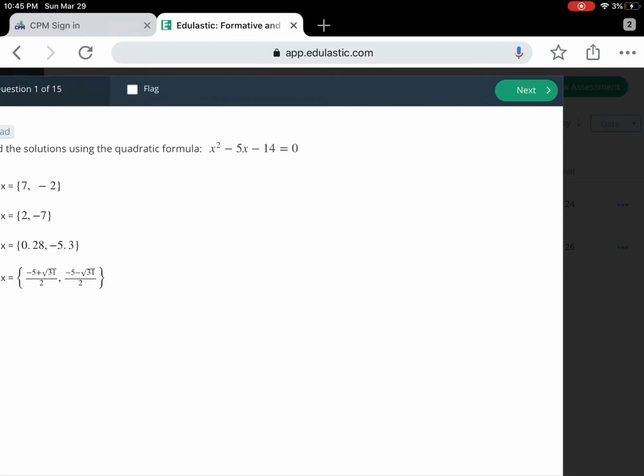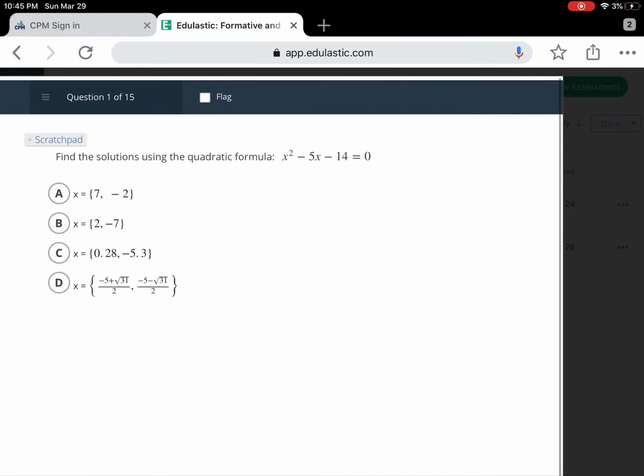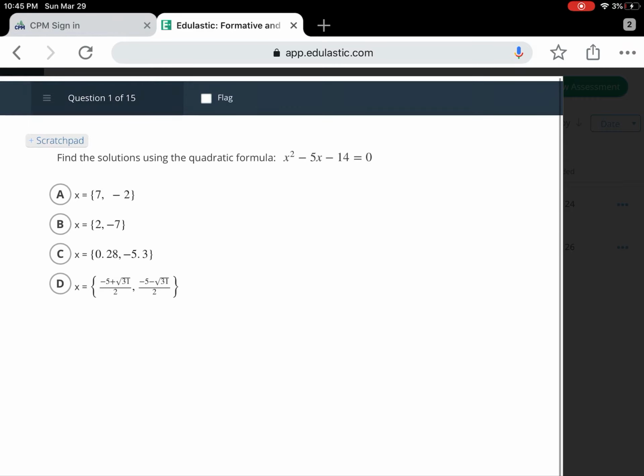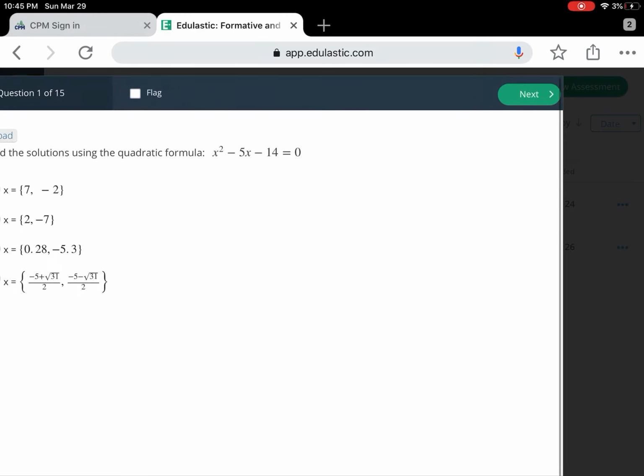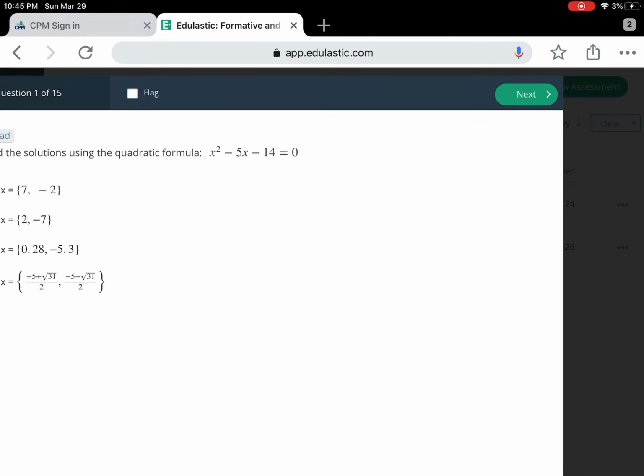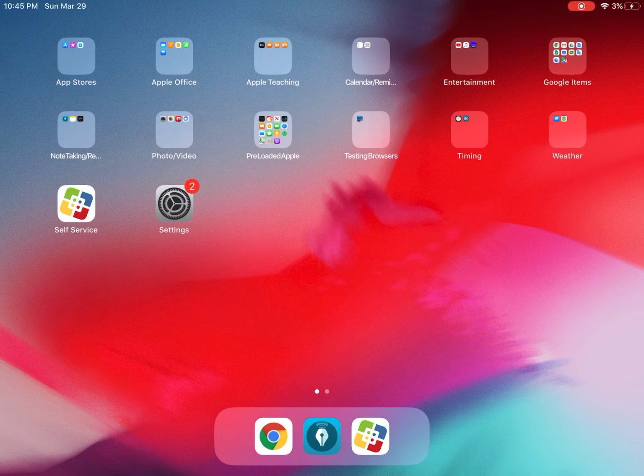First up, problem 1, you're asked to find the solutions to this quadratic equation using the quadratic formula. And then they give us multiple choice answers, but really we shouldn't even worry about those right now. Let's just see what we come up with if we use that formula. So the equation is x squared minus 5x minus 14 is equal to 0.